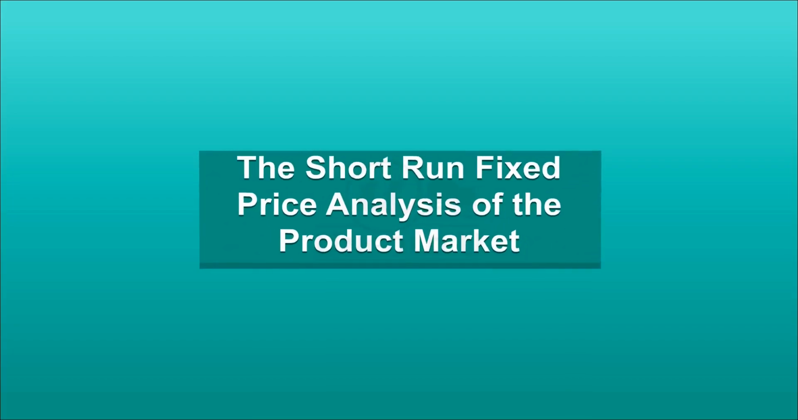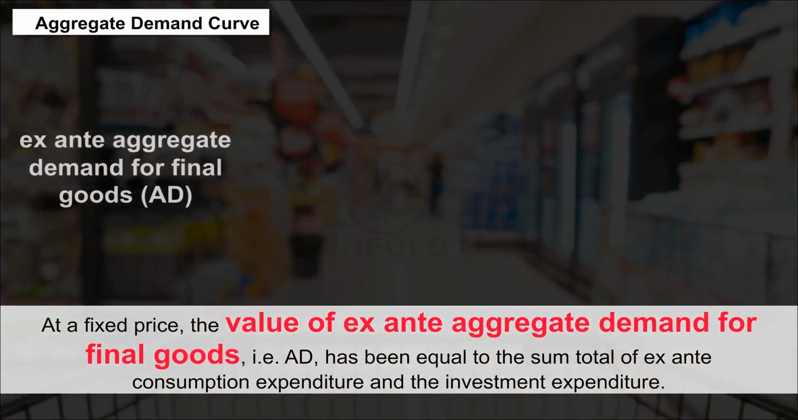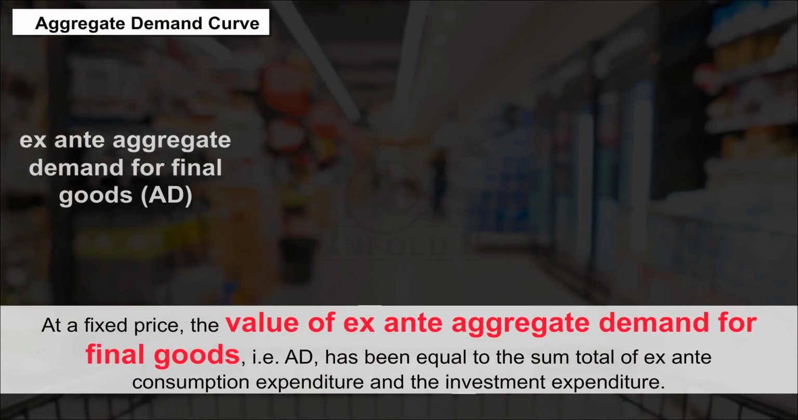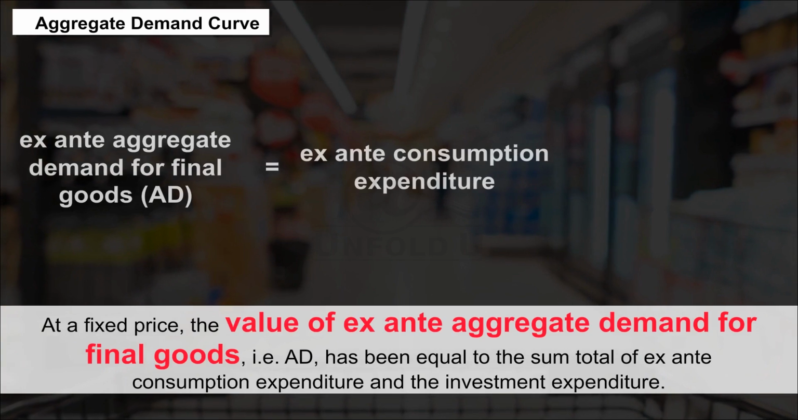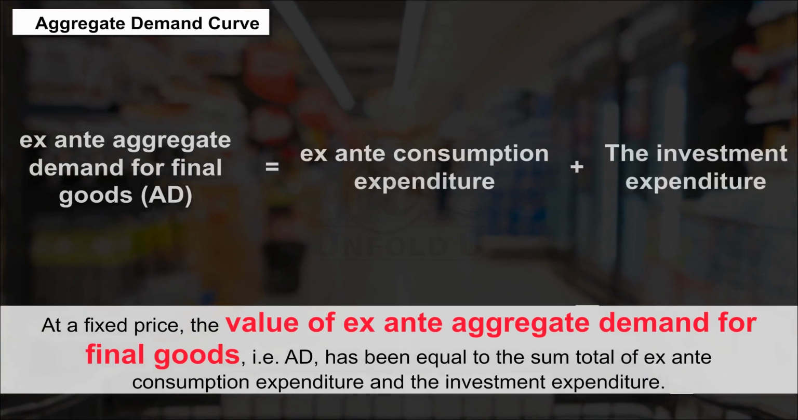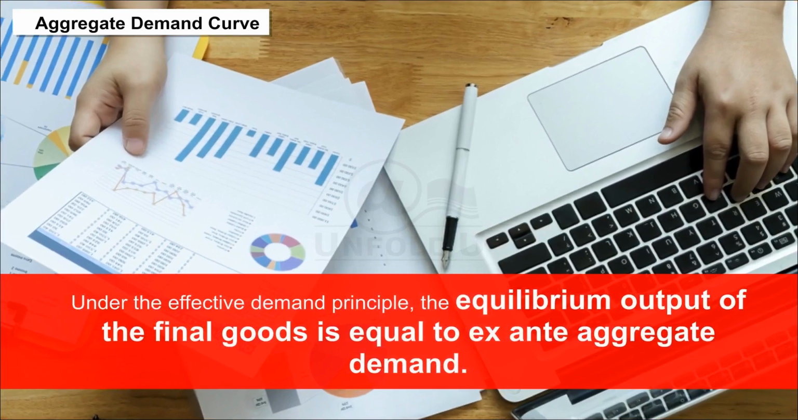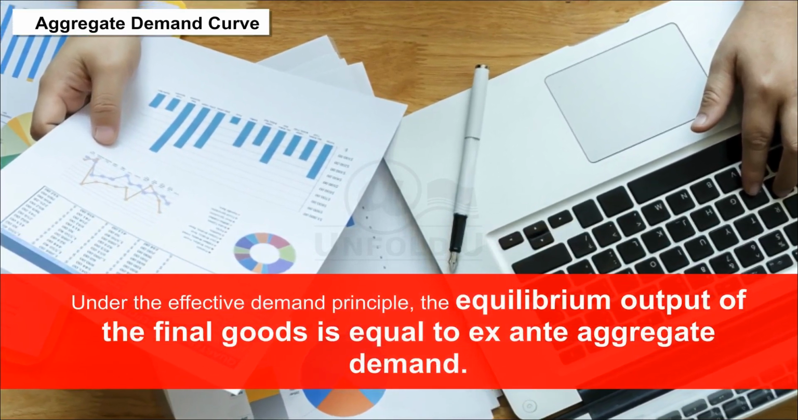The short-run fixed price analysis of the product market. Aggregate demand curve. At a fixed price, the value of ex-ante aggregate demand for final goods, that is AD, is equal to the sum of total ex-ante consumption expenditure and the investment expenditure. Under the effective demand principle, the equilibrium output of the final goods is equal to ex-ante aggregate demand.